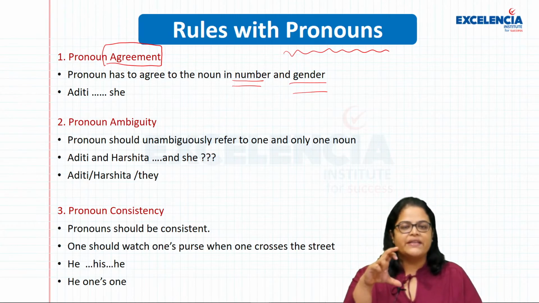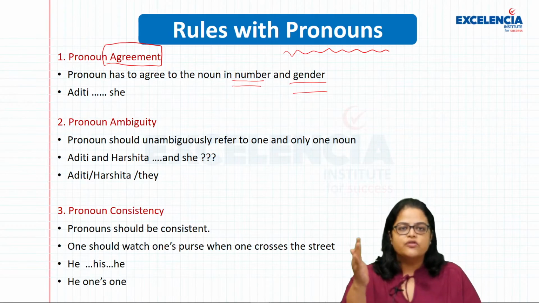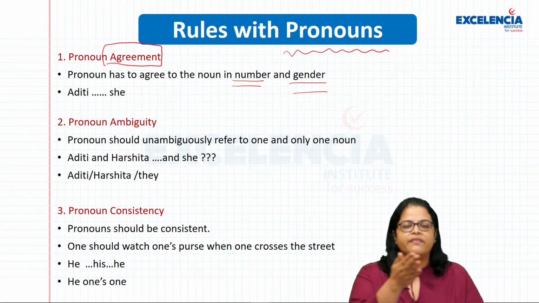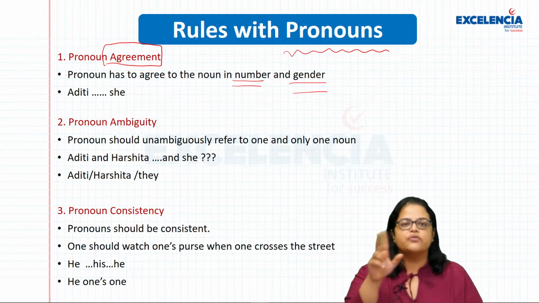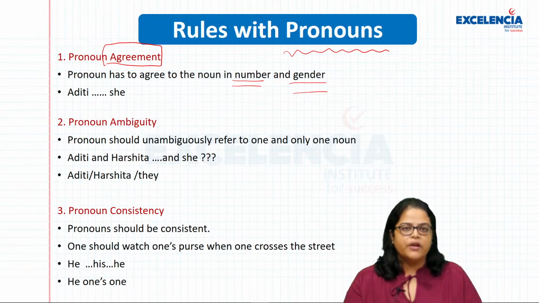Now on the SAT writing passages, they may give me a pronoun which is used incorrectly. They may have used a singular noun and then they use a plural pronoun. So then from the options, I would know that I need to use a singular pronoun and not a plural pronoun.